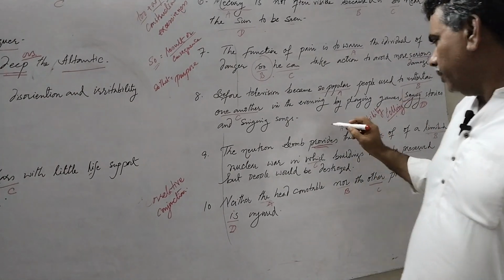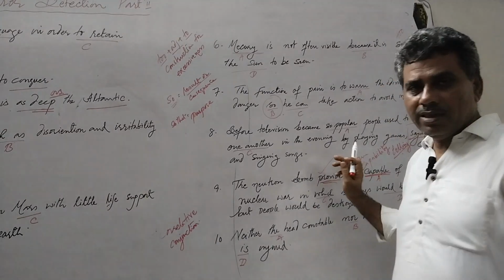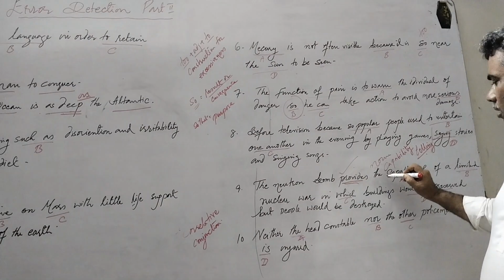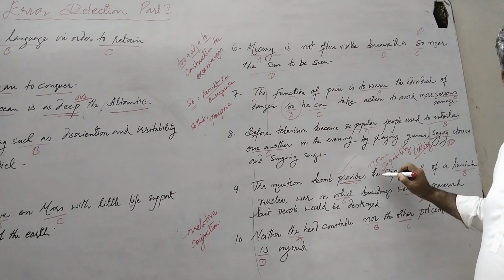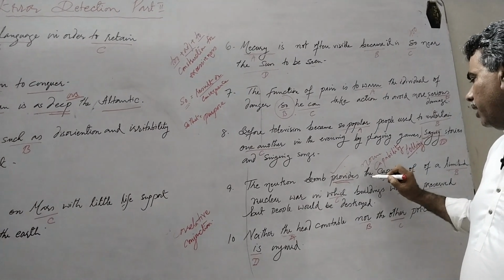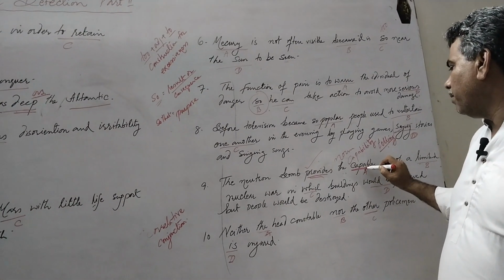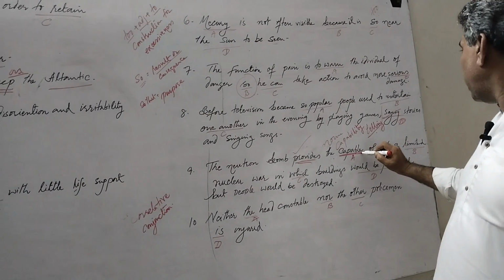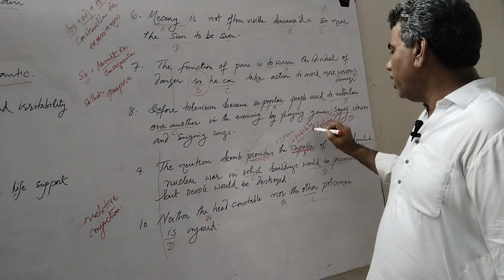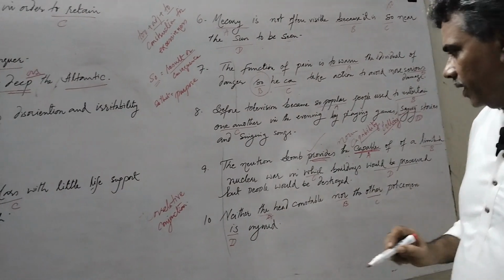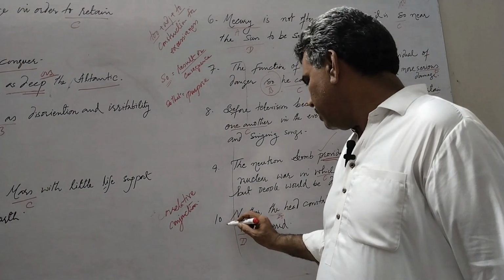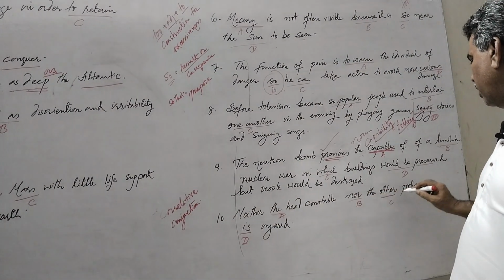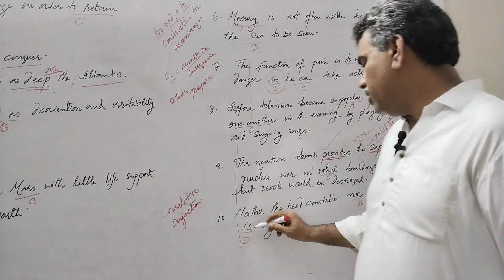As I told you, provide is a transitive verb, and transitive verbs need an object immediately after them, and that should be a noun or pronoun. So capable is an adjective, it does not give the right meaning, and we should change it into a noun, and that is capability. Now we have the tenth sentence: Neither the head constable nor the other policeman is injured.